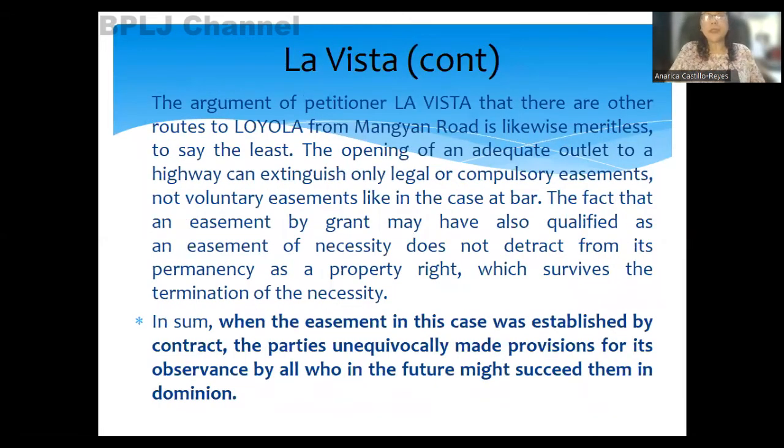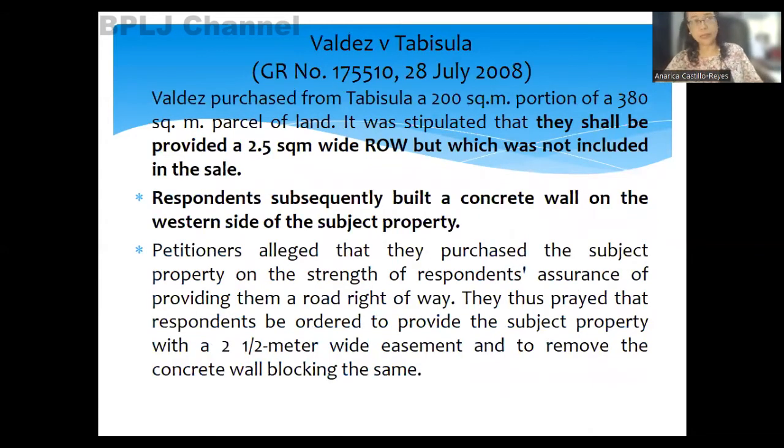In sum, when the easement in this case was established by contract, the parties unequivocally made provisions for its observance by all who in the future might succeed them in the will. So it is binding even to their successors in interest. The easement is arrived upon voluntarily by agreement of the parties, and the said agreement is binding even with respect to their successors in interest.